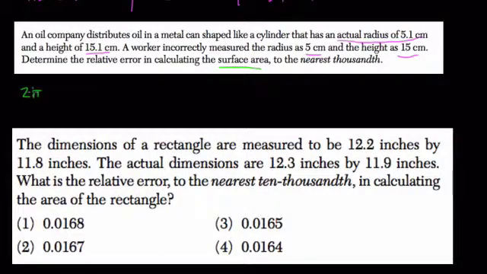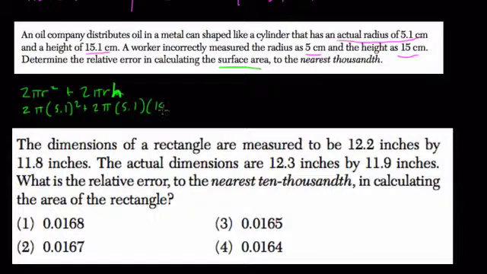Remember, that's 2 pi r squared plus 2 pi rh. The 2 pi r squared is just two circles, and 2 pi rh is the circumference times the height, or the rectangle that wraps around the shape. So we want to find out, first of all, what the actual value we should have gotten is. So it should have been 2 pi times 5.1 squared plus 2 pi times 5.1 times 15.1. Right? That's what we should have gotten.